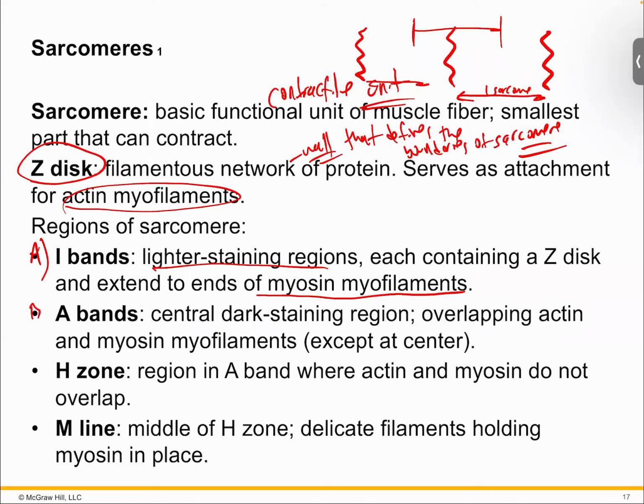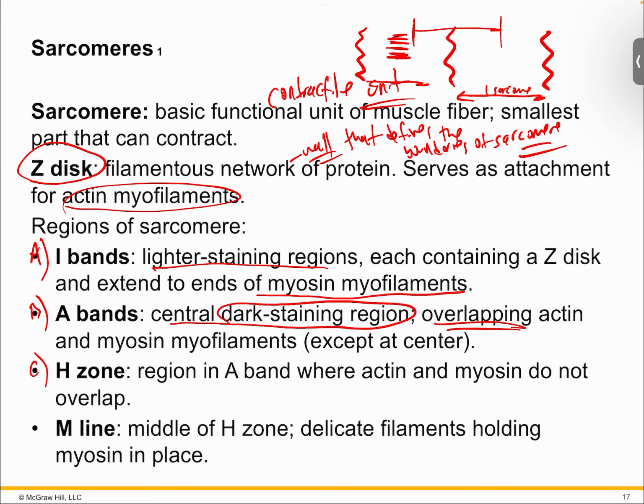The next big band that we see is what's called the A band. And the A band is important because now this is a band that is a dark staining area. And it happens to be an area of dark stain. Why? Because you have an area of overlap. So this is an area of overlap where you see the overlap of actin and myosin. And generally speaking, it's in between I bands. So the A band is kind of like right here in the middle. And it's kind of darkly staining.